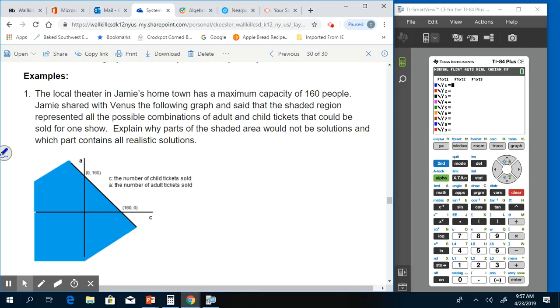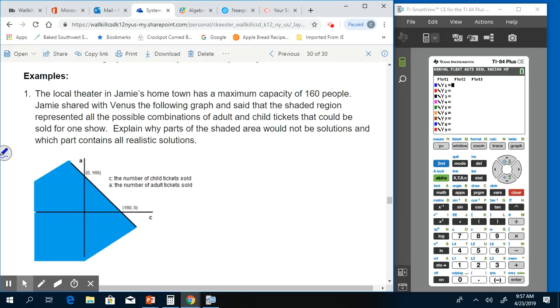So for number 1, we have the local theater in Jamie's hometown has a maximum capacity of 160 people. Jamie shared with Venus the following graph and said that the shaded region represented all the possible combinations of adult and child tickets that could be sold for one show. Explain why parts of the shaded area would not be solutions and which part contain all realistic solutions.